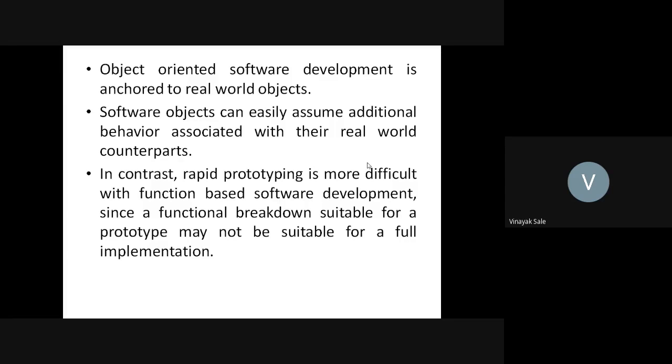Object-oriented software development is anchored to real-world objects. Software objects can easily assume additional behavior associated with their real-world counterparts. In contrast, rapid prototyping is more difficult with function-based software development, since a functional breakdown suitable for a prototype may not be suitable for a full implementation.